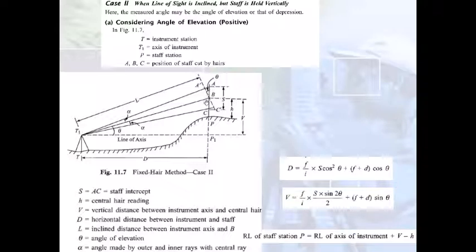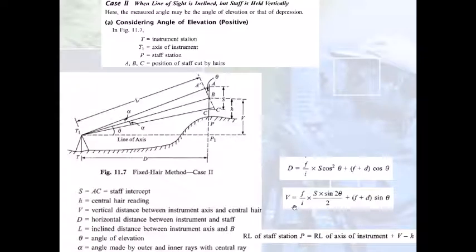Not the upper, not the lower, but given by the middle hair here. So this becomes V. And this we can calculate by a similar equation, f times i multiplied by s, which is again the staff intercept, multiplied by sine 2 theta, theta remains the same again, divided by 2, plus f plus d, the additive constant, multiplied by sine of theta.